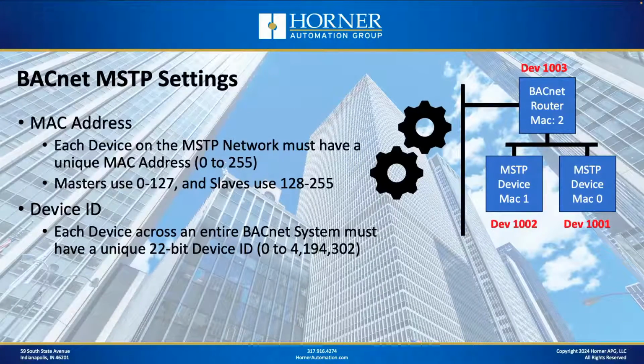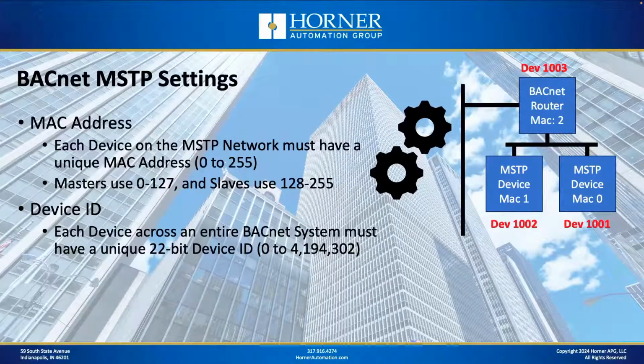And whereas on any individual network, we're going to have MAC addresses between 0 and 127 for any master type devices, if we're talking about an entire system now, we need to make sure that we can identify each individual device on the entire system with a unique number. And that's where the device ID comes in, which can be a number anywhere ranging from 0 to 4,194,302.